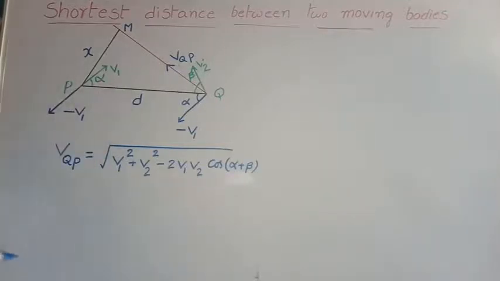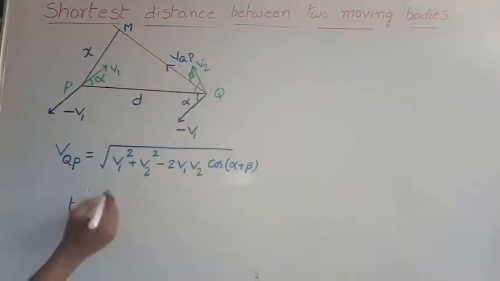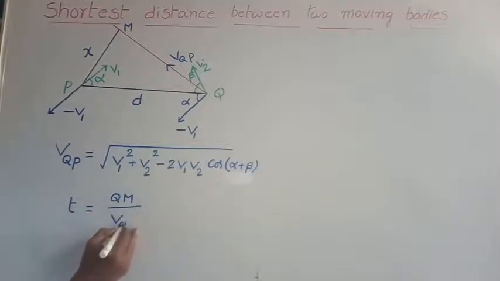After what time does the distance between them become minimum? The distance between them becomes minimum after a time t, where time is equal to distance by velocity. Here the distance is the distance traveled by the particle, which is QM, divided by the velocity of Q with respect to P. After this time, the distance between the particles is minimum.